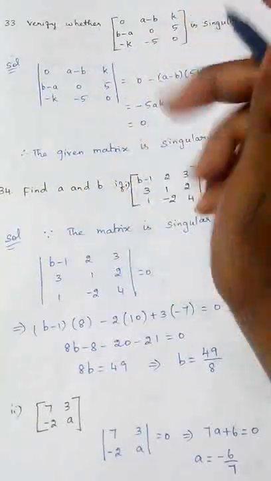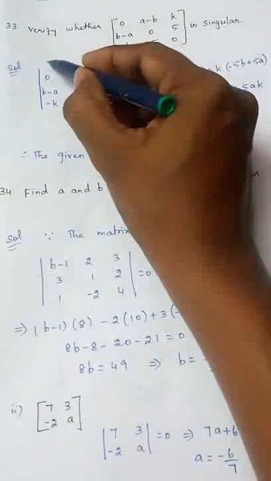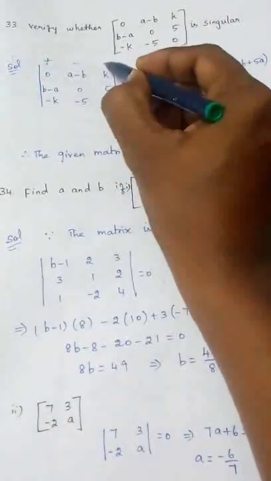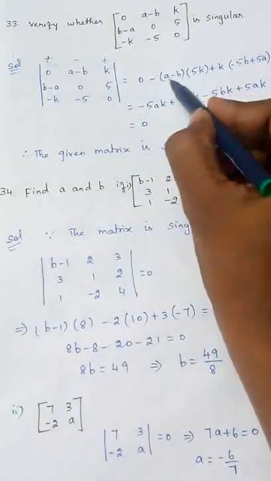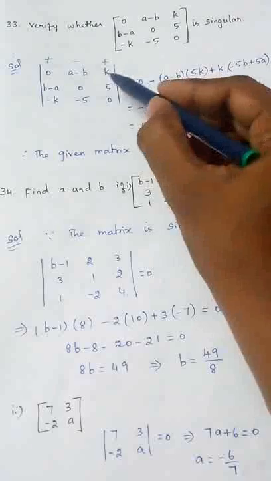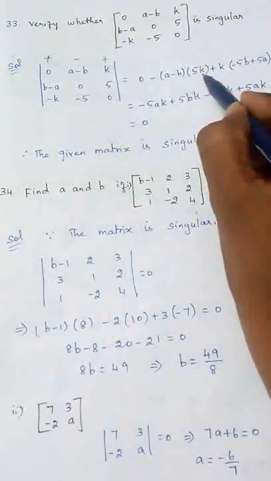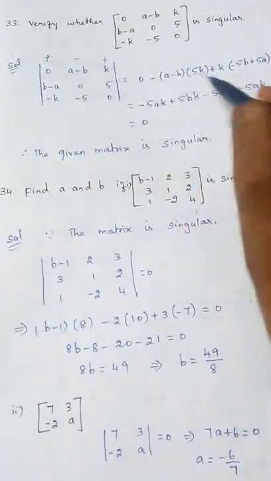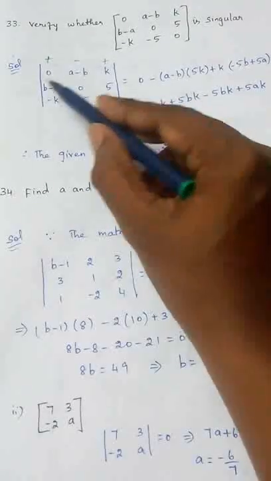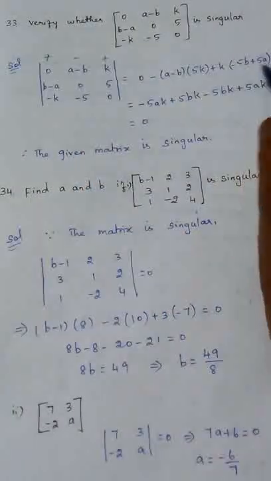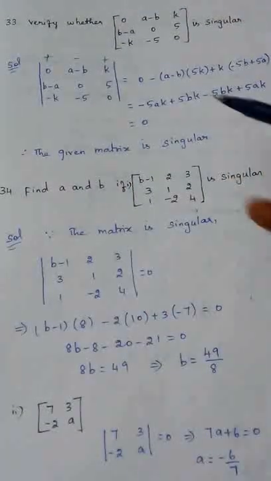Try to expand this. First element is 0, so we can just write 0. And the place symbol is plus, minus, plus. So for a minus b, the symbol is minus, that is minus of a minus b. Leave this column and this row, multiply these two. This is 0, this is minus 5k, so I should write plus 5k. Plus k into, leave this row, this column, multiply these two, minus 5b plus 5a, and here it is 0, so only minus 5b plus 5a comes.